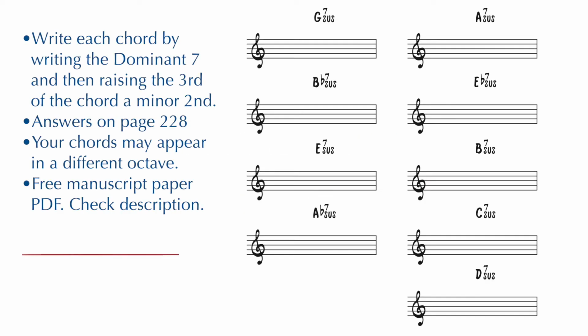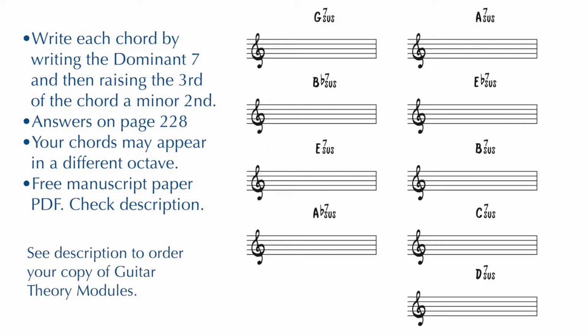At the bottom of page 174, we have this exercise in constructing 7sus chords, or 7sus 4. Your job is to write these 7sus chords using those steps we just went over. First, write a dominant 7 chord, then take the third of that chord, raise it a minor second or half step so it becomes a perfect fourth above the root instead of a major third. If you have a copy of Guitar Theory Modules, you can write your answers right there in the book and check your work on page 228. Your chords may appear in a different octave than mine, and that's okay.